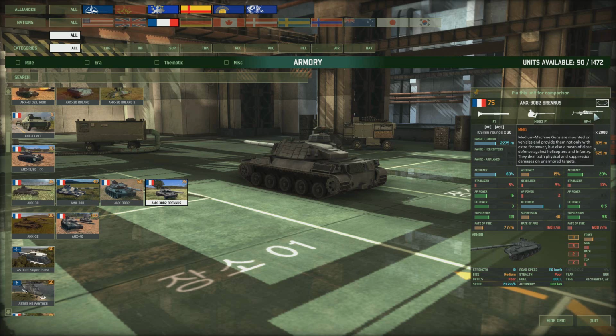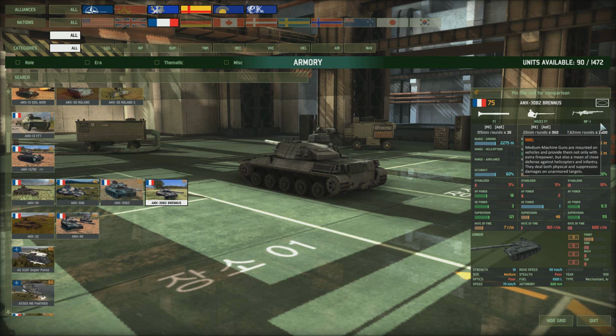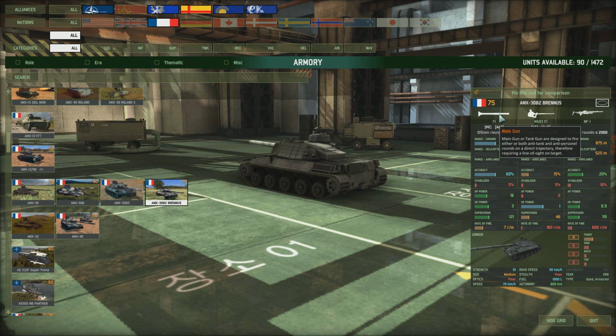So below the title bar there are between 1 and 3 weapon types depending on the unit, and each weapon has an icon with its name, in this case the main gun, its caliber, in this case 105 millimeters, and some other tags, which are these things here. Now it's important to try to understand these tags in order to get the best use out of your weapons.